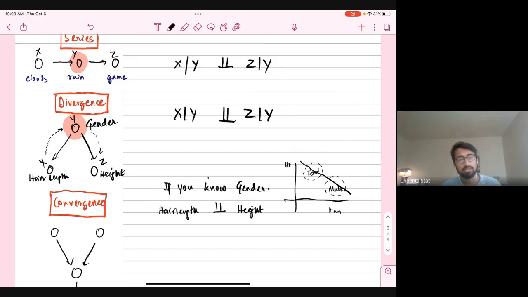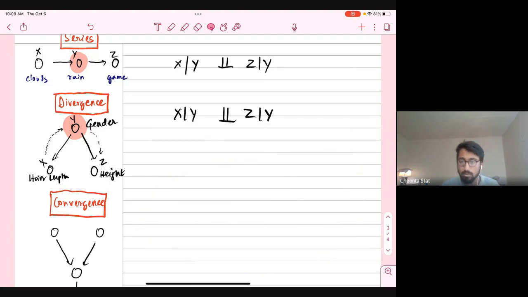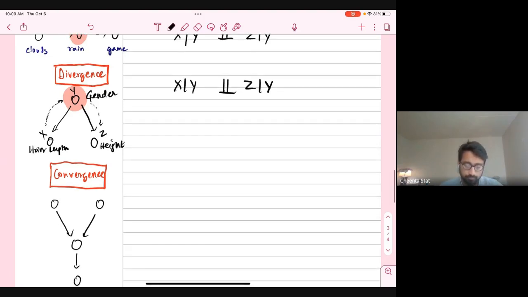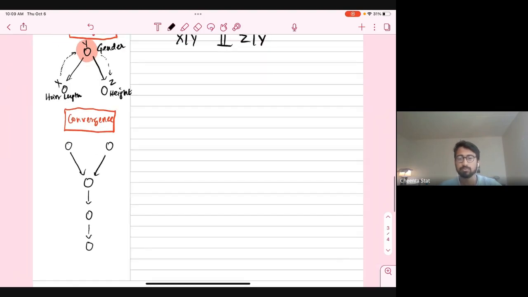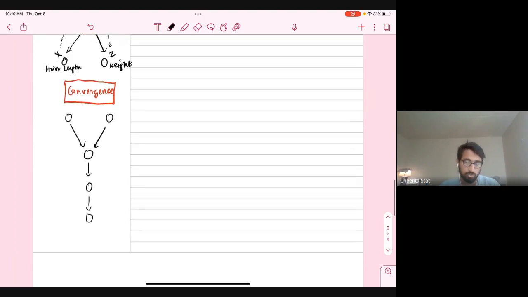Do you understand? All of you understood it? Yes or no? Any doubts, guys? Can I move to the next one? Okay, so this is the second structure, the divergent structure. Now let's go to the final structure, the convergence structure.